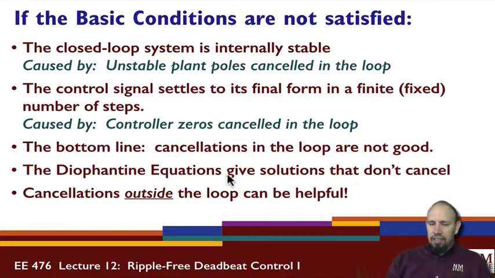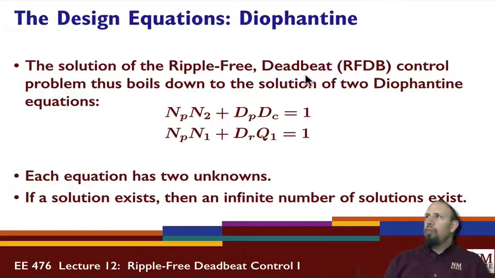They shift. So the solution of the ripple-free deadbeat control problem boils down to the solution of two Diophantine equations. So here are the two Diophantine equations. Each equation has two polynomial unknowns. And if a solution exists to, for example, this equation, then an infinite number of solutions exist. That's pretty cool. And that's actually going to be an important property that we're going to use in designing controllers. We're going to choose among those infinite number of solutions ones that give us good performance or robustness. And so we have these two equations to work with.